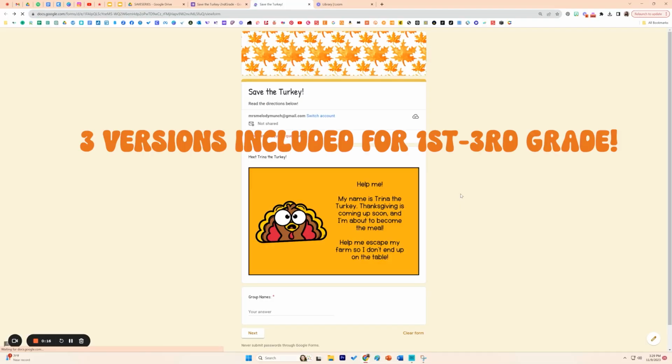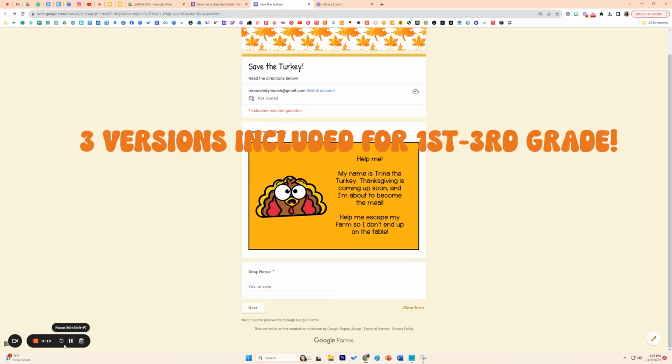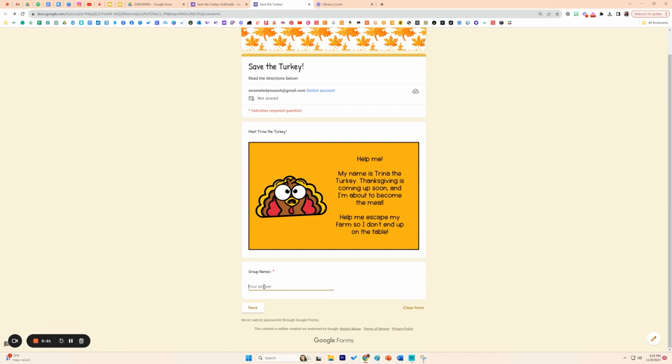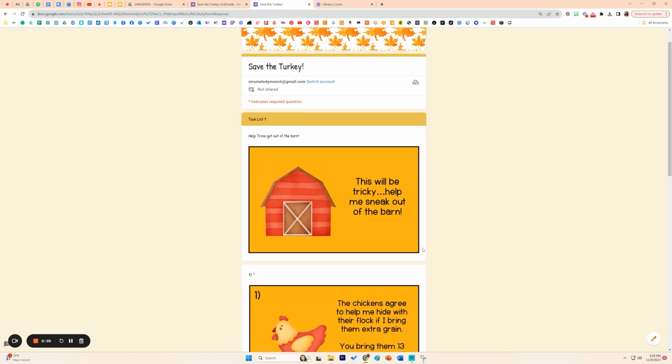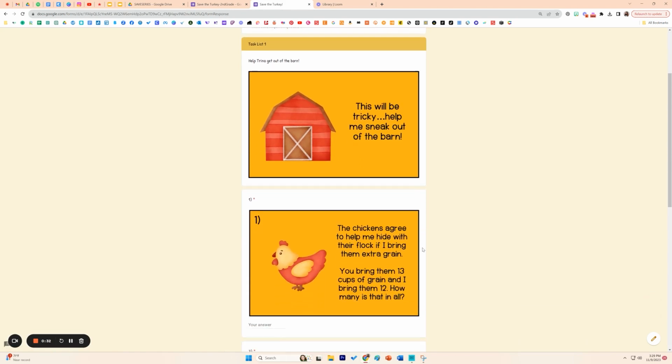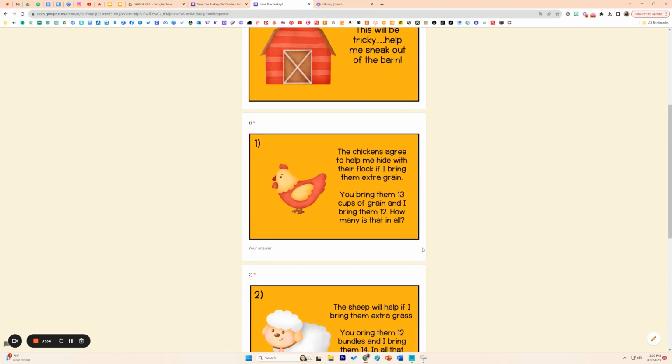The turkey is trying to escape the farm and avoid the dinner table, and the students have to use their math skills in order to solve the problems and help him escape. Another reason I love this activity is because it is self-checking. So the students work in pairs or alone, and they need some kind of device. It could be an iPad or a laptop or a Chromebook.